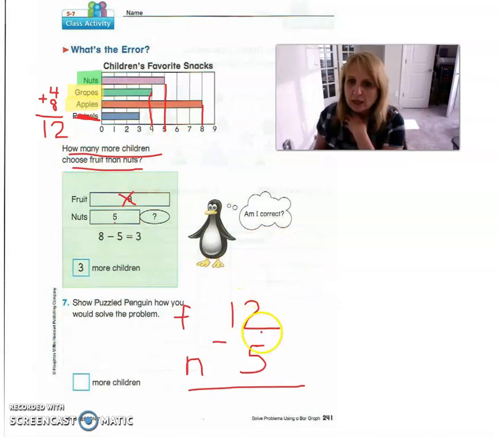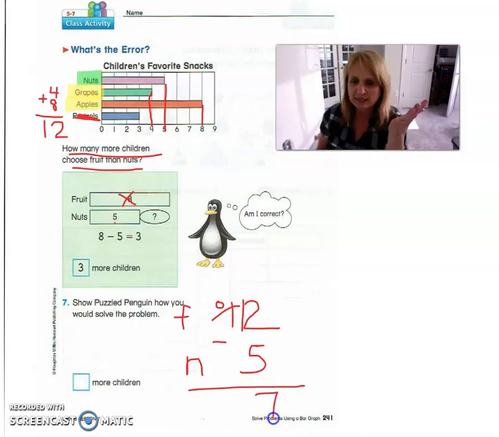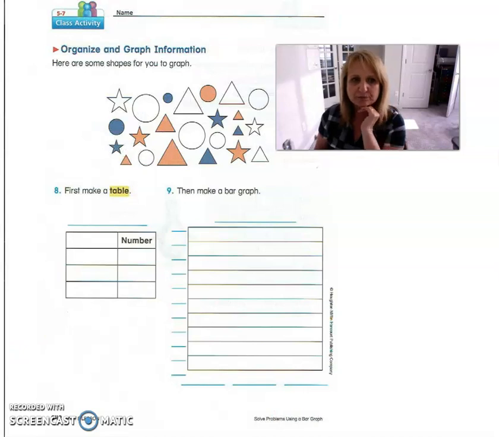Okay. We're going to borrow from our 10. We had one 10. We're going to borrow a 10. That's going to leave us 0 10s. That 10 is going to come over into the ones column. And now instead of 2 ones, we have 12 ones. 12 minus 5, 12, 11, 10, 9, 8, 7, right? So how many more children chose fruit than nuts? 7. Okay, let's go on to the back of this page.